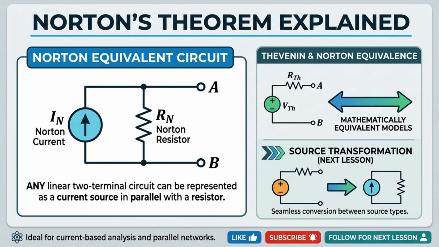So today, we learned that Norton theorem allows any linear two-terminal circuit to be represented as a current source in parallel with a resistor, providing an alternative but equivalent way to simplify circuit analysis. It is mathematically equivalent to Thevenin's model, but often more convenient for current-based analysis and parallel networks. In the next lesson, we'll explore source transformation and learn how to convert seamlessly between voltage and current source representations.